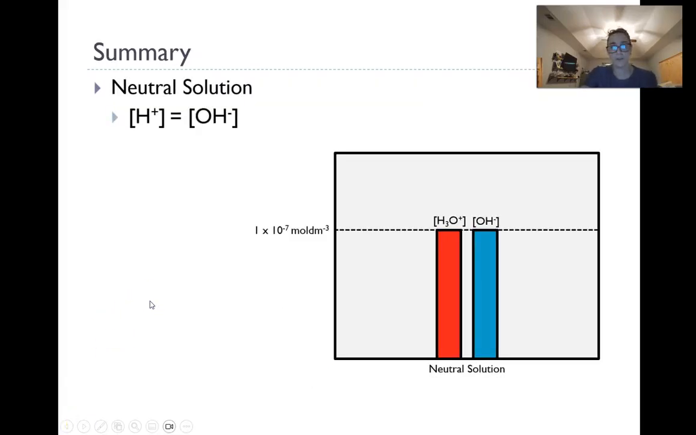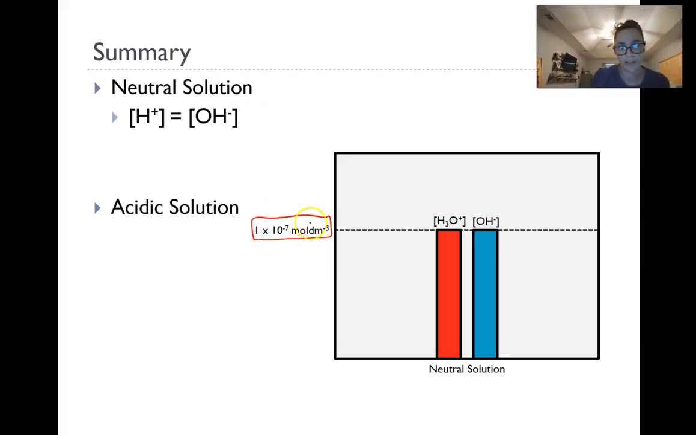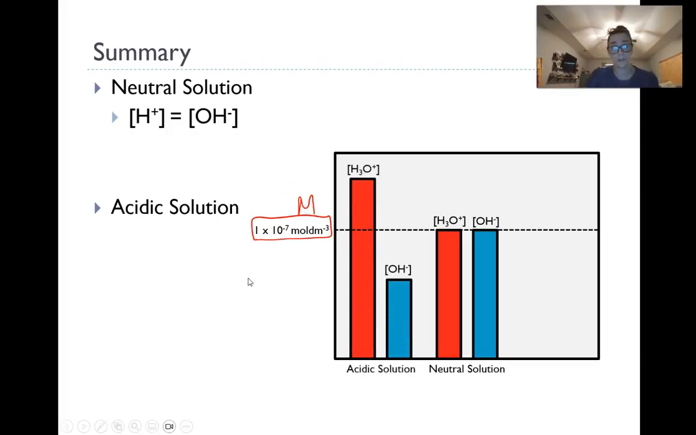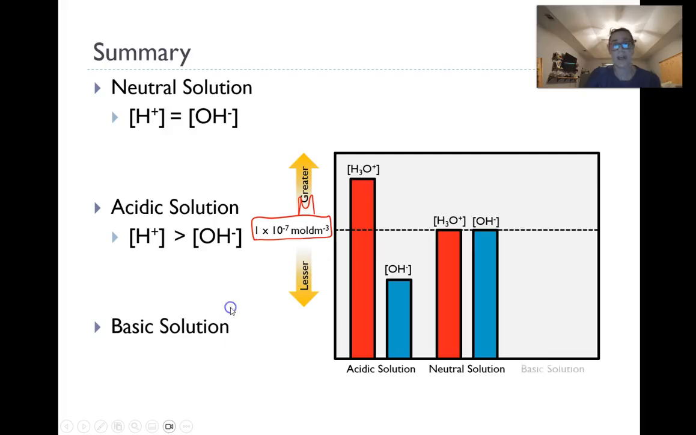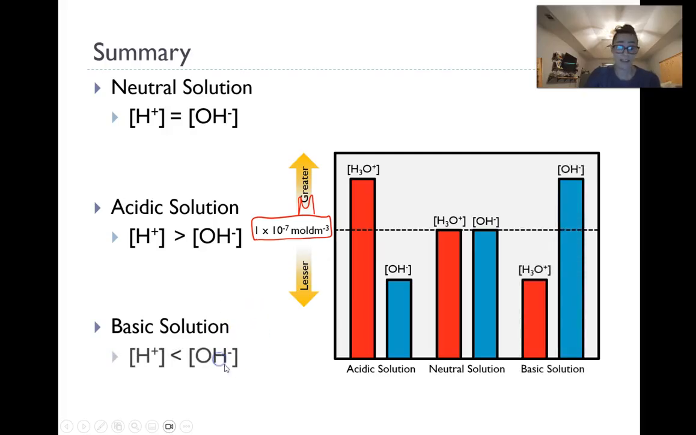In summary, a neutral solution contains even amounts of hydrogen and hydroxide ions, and that amount is 1 times 10 to the negative 7th molar. So don't worry about this. This is the IB definition, but you can just say capital M, molar. Okay. An acidic solution is going to be anything that has a greater concentration of hydrogen ions than 1 times 10 to the negative 7th. And a basic solution is going to be anything that contains more hydroxide ions compared to hydrogen ions. And remember, again, this H plus is the same as H3O plus.